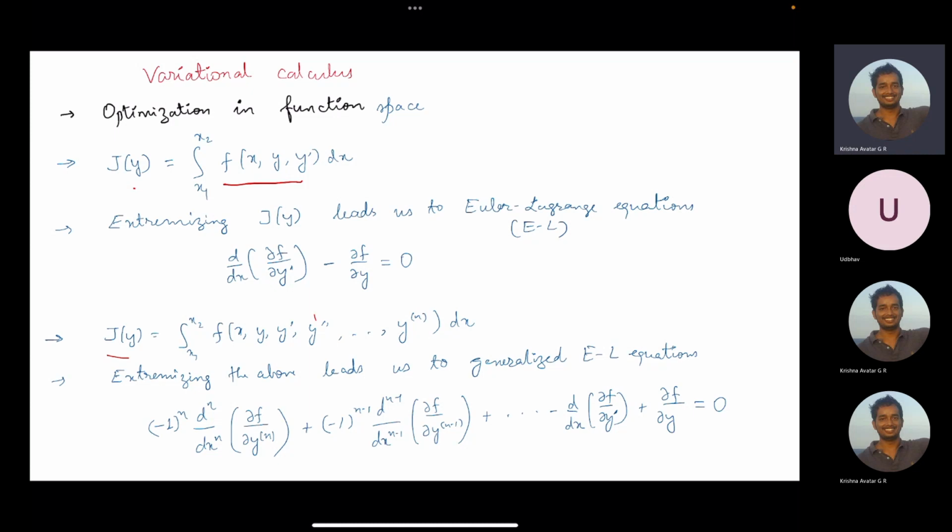We have (-1)^n d^n/dx^n of ∂f/∂y^(n), plus (-1)^(n-1) d^(n-1)/dx^(n-1) of ∂f/∂y^(n-1), plus and so on, plus ∂f/∂y is equal to 0.